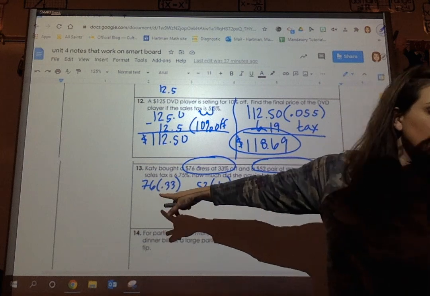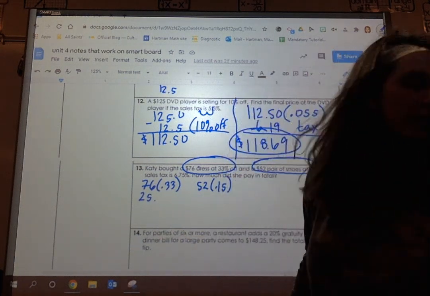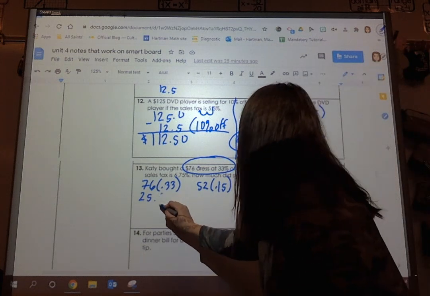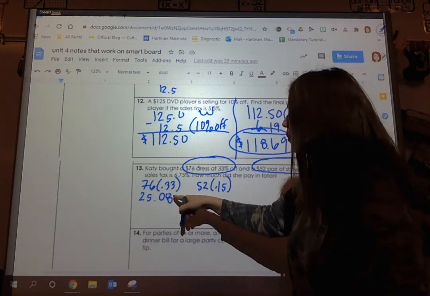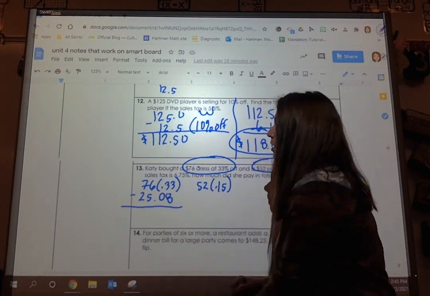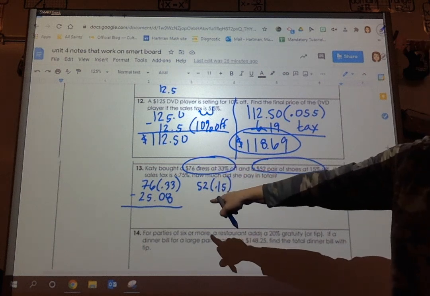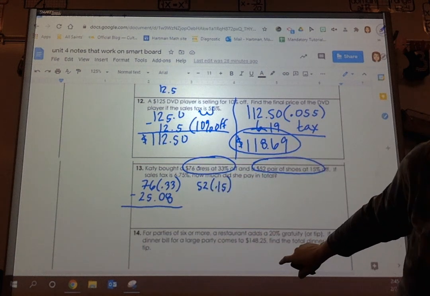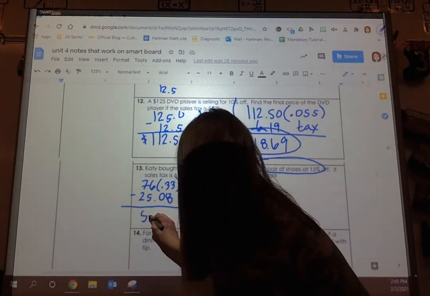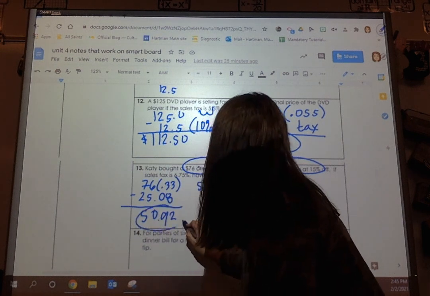So 33% of 76 is $25.08. So that's 33% of 76. So I have to subtract those to find out what is the price of the dress. So when I subtract those, I get $50.92. So this is the dress.